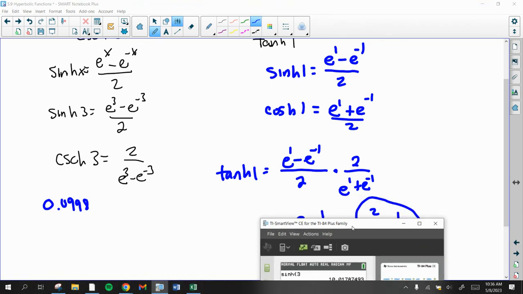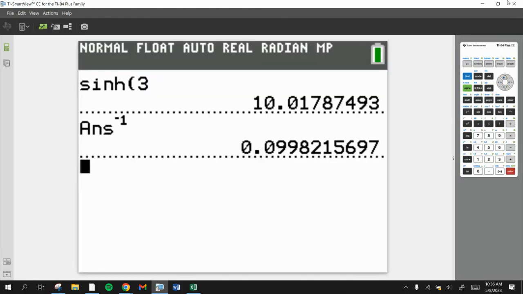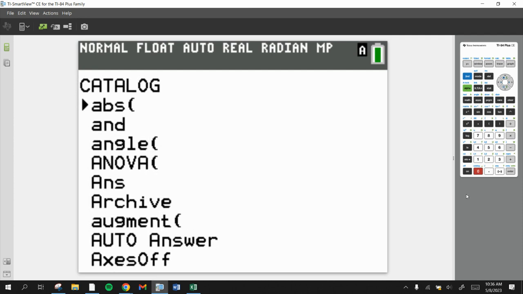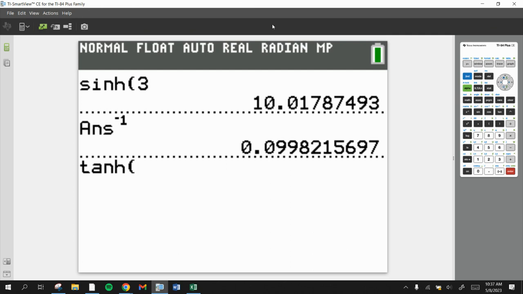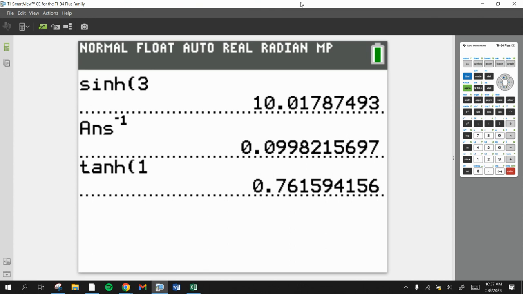I'm going to do the same thing with tangent. Let's find hyperbolic tangent. Second catalog. And now I'm going to find the T key. The T key is above the number 4. So hyperbolic tangent is right here. And we're doing it at 1. So it's about 0.76.